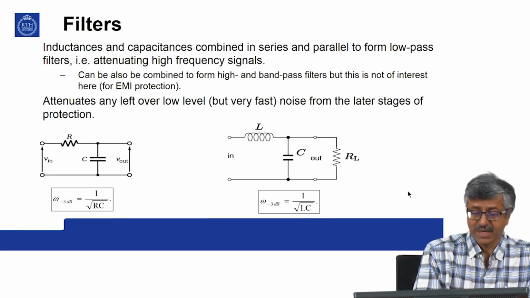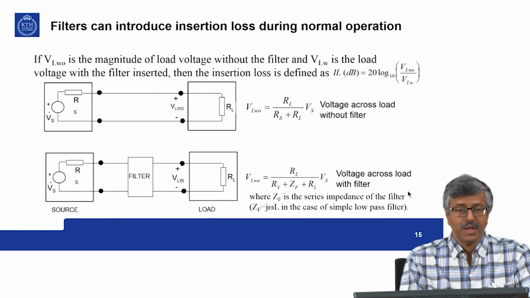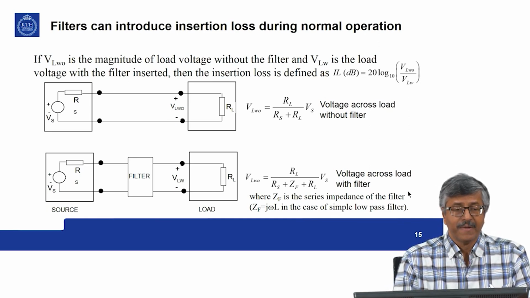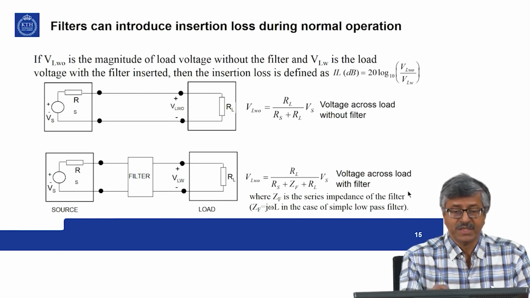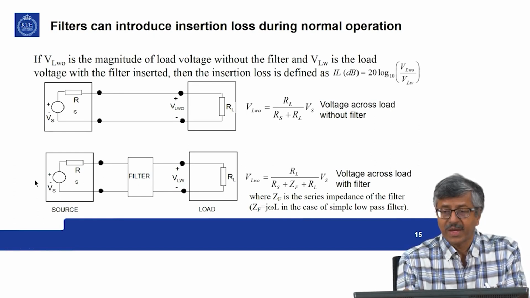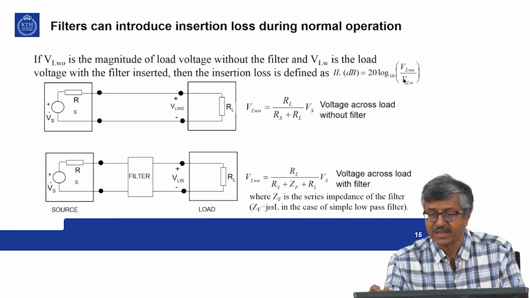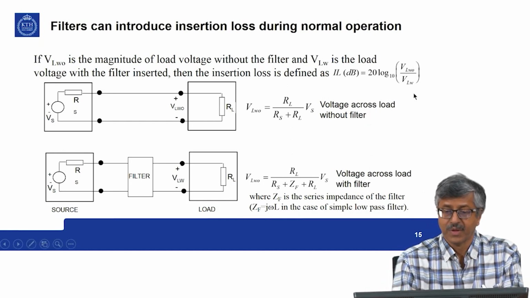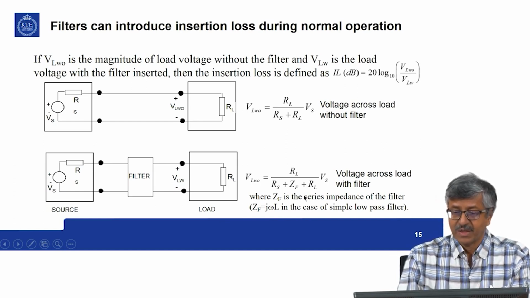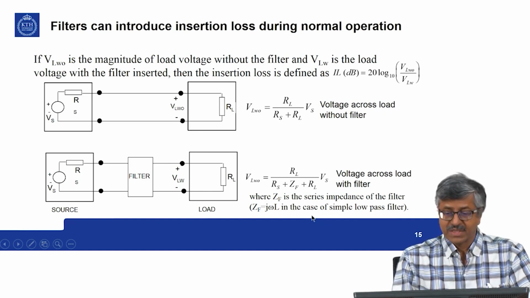So, an RC network is shown here as a filter and an LC network is shown here as a filter. One drawback of filters is that they can introduce insertion loss even during normal operation. For example, if this is the magnitude of the load voltage without filter, and VLW is the load voltage with filter inserted, then the insertion loss is defined as 20 log VLWO by VLW, that is given by this, and with the filter with an impedance of ZF, the voltage across load with filter is given by this. ZF is the series impedance of the filter.